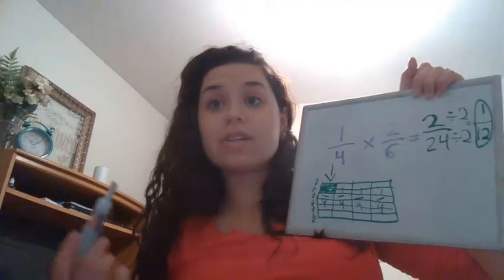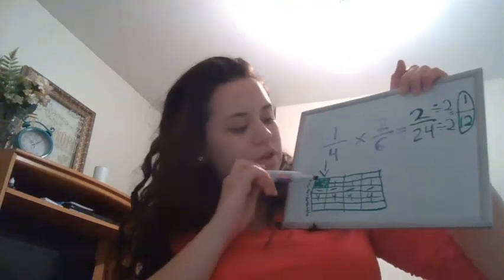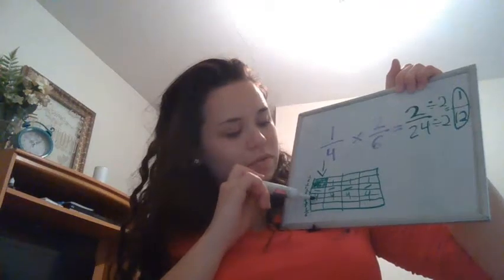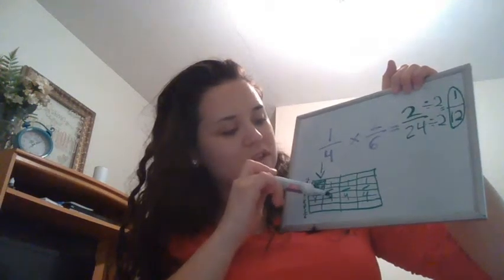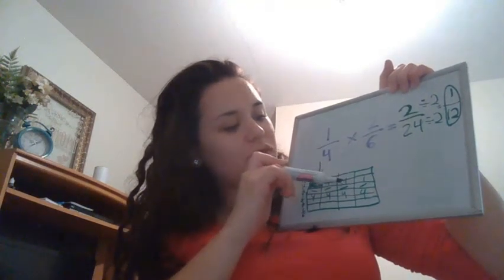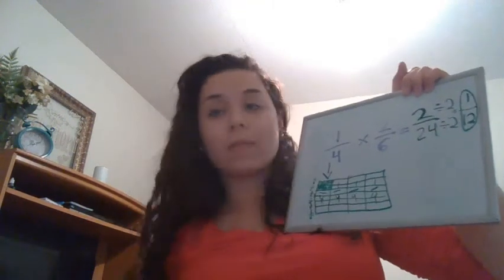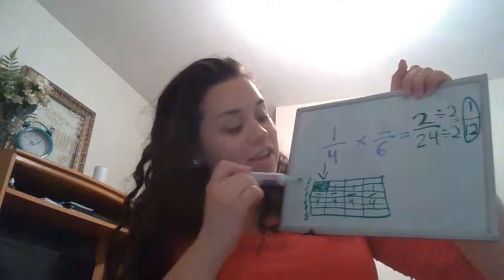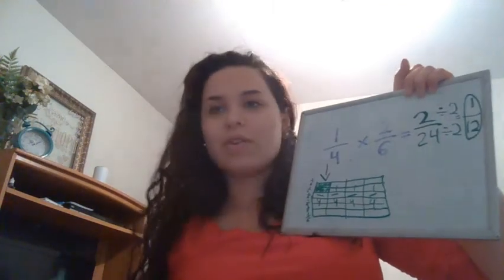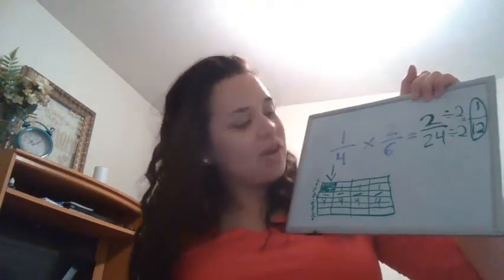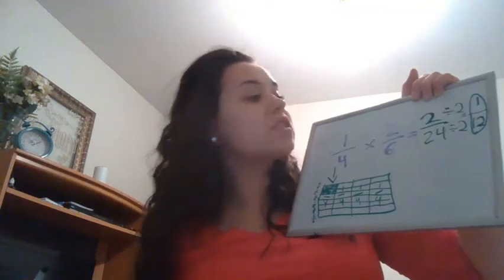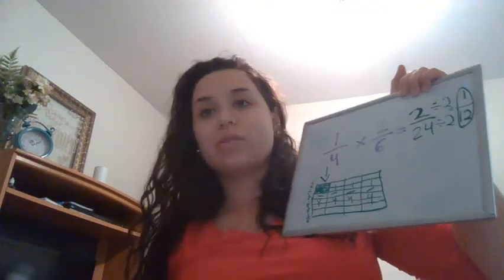So let's count and see how many boxes we actually have now. 1, 2, 3, 4, 5, 6, 7, 8, 9, 10, 11, 12, 13, 14, 15, 16, 17, 18, 19, 20, 21, 22, 23, 24. And I saw that I shaded in 2 of my 24ths. So I made it to 2/24ths, and if I simplified it, I'd get to 1/12.